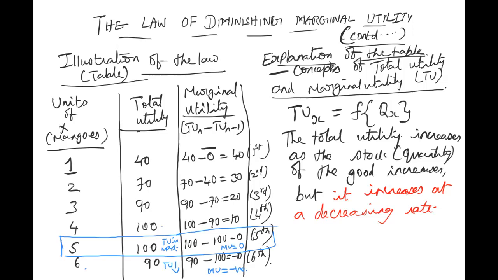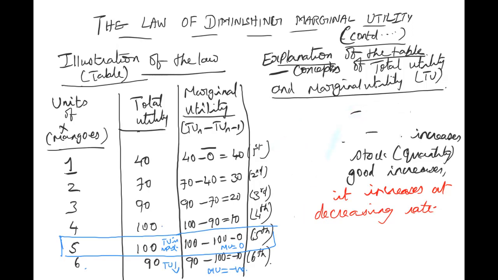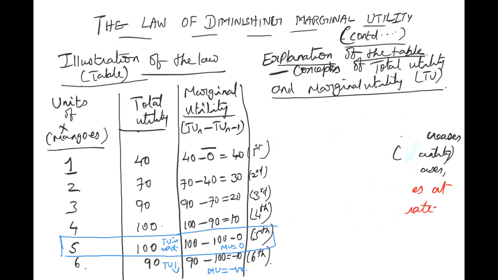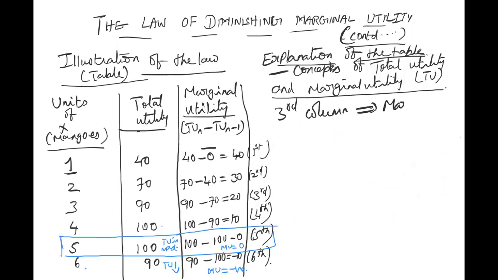Moving on to the next one, the third column here represents the marginal utility. For every additional unit consumed by the consumer, every additional mango consumed, we are finding out the additional satisfaction the consumer is deriving. So the third column represents marginal utility, that is MU.